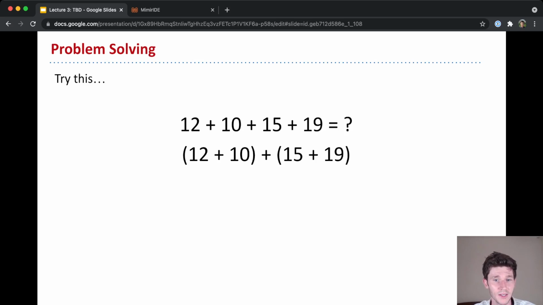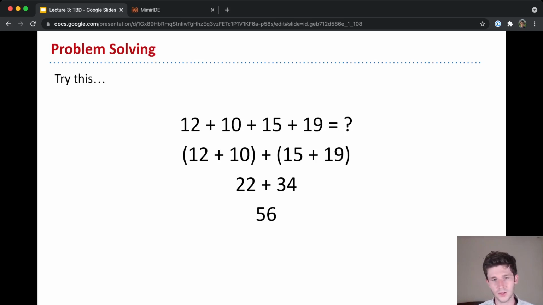And 12 plus 10 gives us 22, and 15 plus 19 gives us 34. And now I just have two numbers to add together again, 22 and 34. And if I add those together, I get 56. Now, that's not the only way to do this problem. You might have approached it a little bit differently.